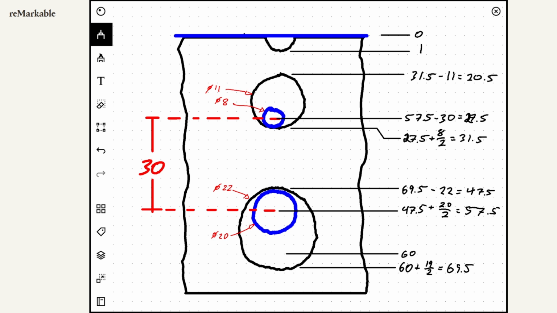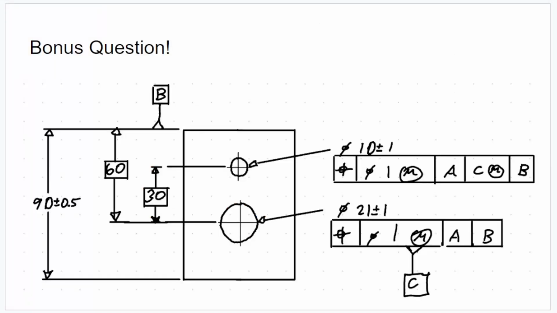So the minimum edge thickness is equal to 20.5 minus 1 is equal to 19.5. Hopefully that was instructive about why you need to stay really organized and really make sure you're doing the correct math, because even though it's super basic, it's easy to make a mistake.